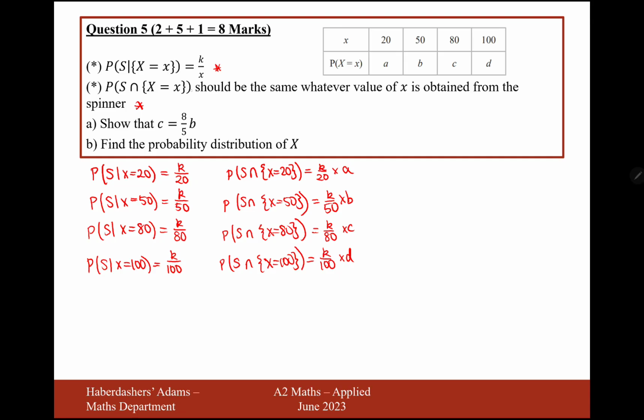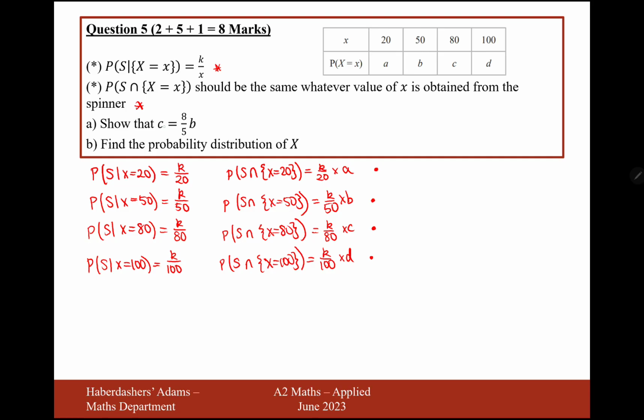And what statement 2 says is that the probability of each of those 4 things I've just worked out should be the same whatever value of x is obtained from the spinner. So that means that this probability and this probability and this probability and this probability are all the same.